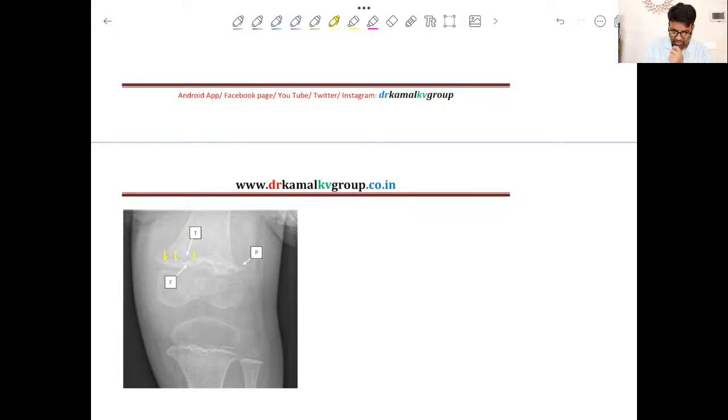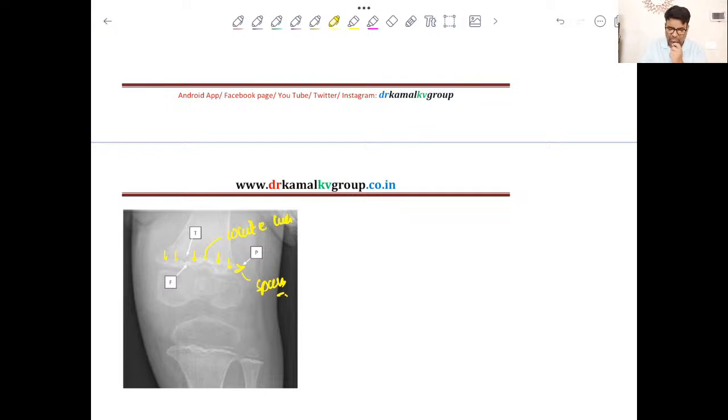And yes, now again, what you can see here is the white line of Frankel, right? So you can see number one, the white line of Frankel. Then you can see spurs, which are Pelkan spurs, right? So these are two important points.